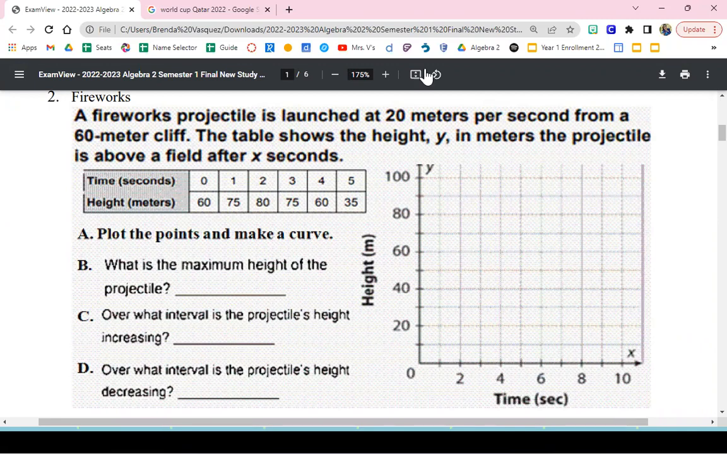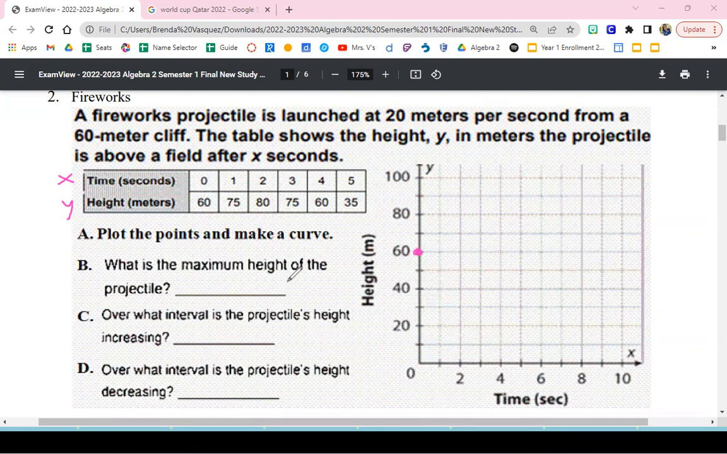So let's go ahead and plot our points. My first one says that I'm going to go ahead and start at 0 seconds, and its initial height is going to be 60 meters. So which one represents my time? Which axis? The x-axis. And by default, my y represents my beautiful height. So at 0 seconds, I have a height of 60 meters.